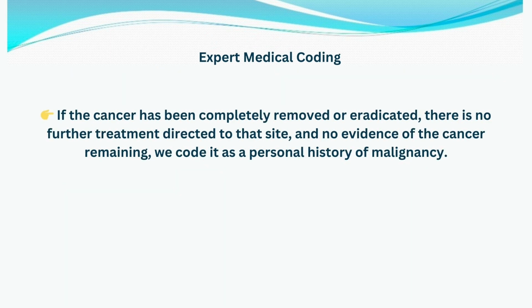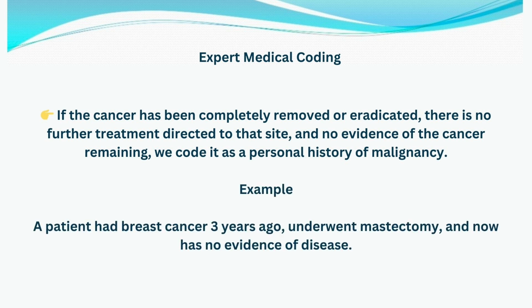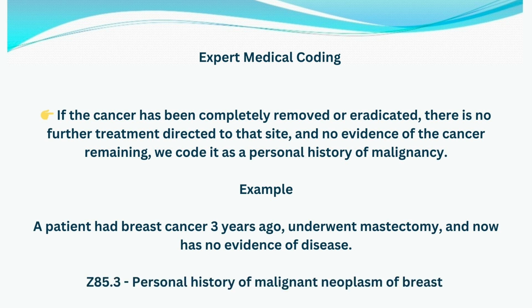If the cancer has been completely removed or eradicated and there is no further treatment directed to that site and no evidence of the cancer remaining, we code it as a personal history of malignancy. Example, a patient had breast cancer 3 years ago, underwent mastectomy, and now has no evidence of disease. So at this time, we have to code it as Z85.3, personal history of malignant neoplasm of breast.